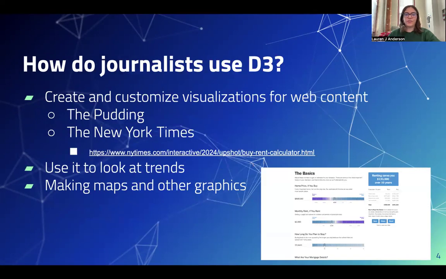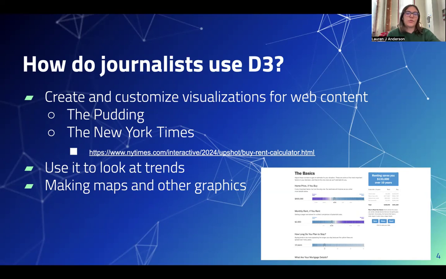So how do journalists use D3? Journalists use D3 in many different ways. They use it to create and customize visualizations for web content. Many media outlets use D3 to make data interactive. One example of this is The Pudding, which we already looked at earlier this semester, where they use a lot of interactive stories where you can put in information like where you live and other stuff like that. These types of visualizations help tell the story better than just plain text would do.